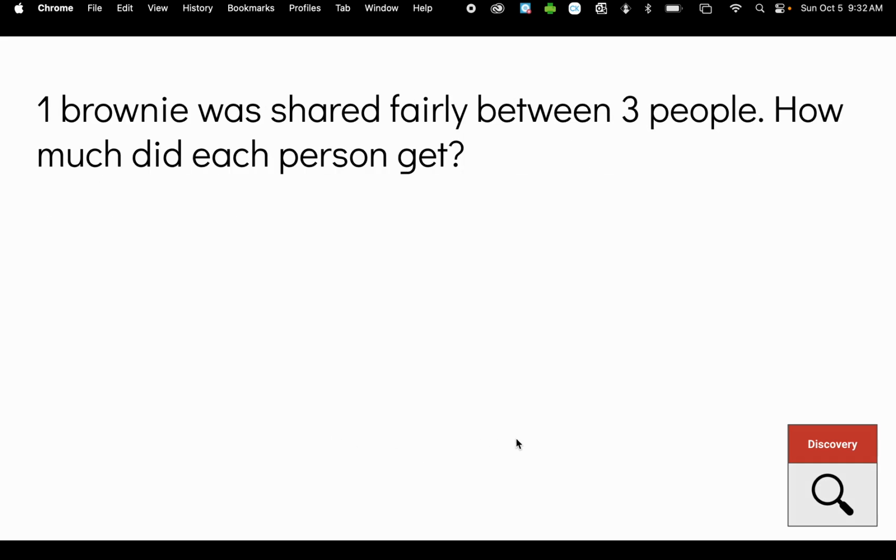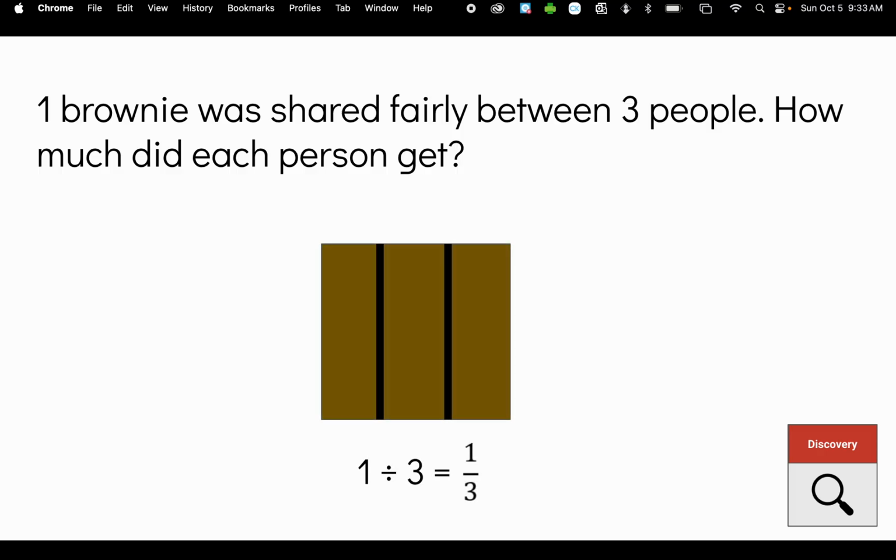So for this one, I'd like you to just jot down what you think this one would be. If there's one whole brownie shared between 3 people, I'd like you to write the division problem and the fraction that you think this represents. And again, you can pause it here or go back or whatever. But you should have written down that I have one brownie between 3 people would be 1 divided by 3 or 1/3. Hopefully you put that somewhere in your notebook. Again, each person would get 1/3 of the brownie. That 1/3 comes from one whole divided by 3 people.